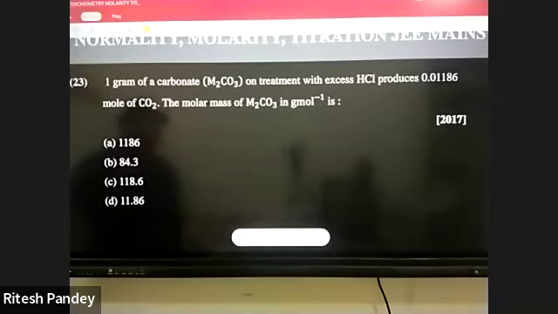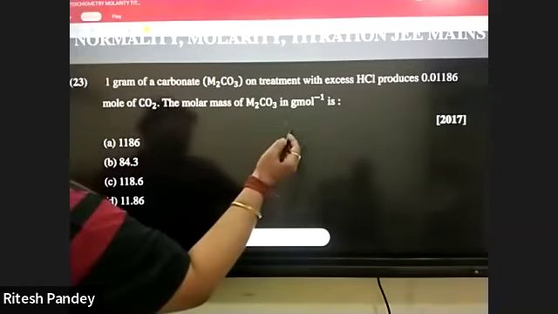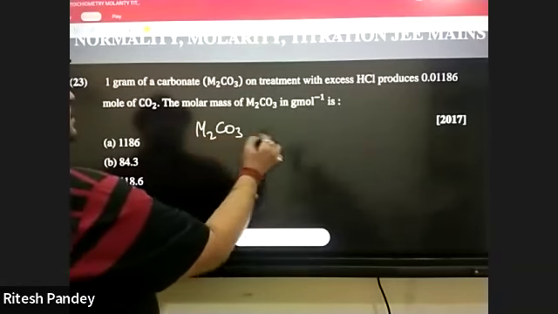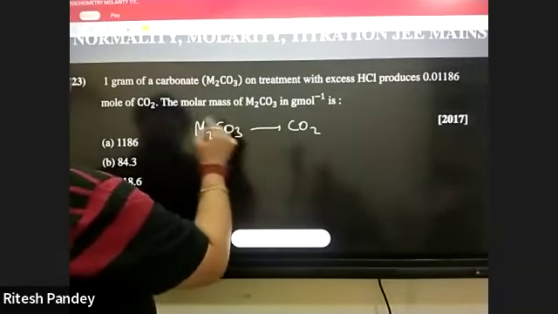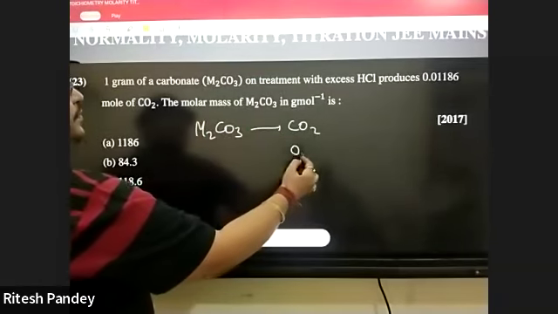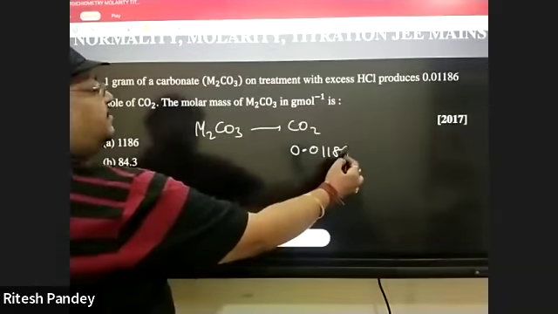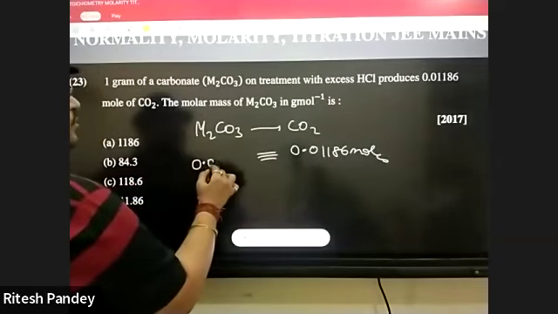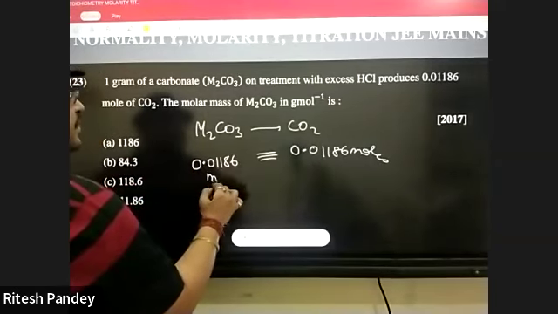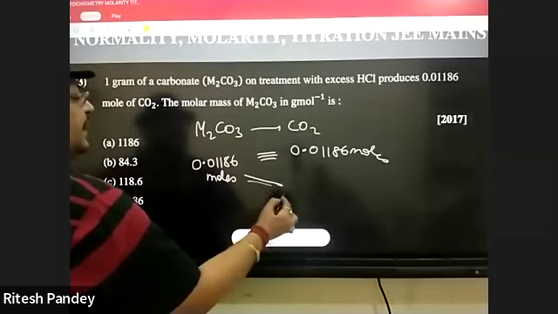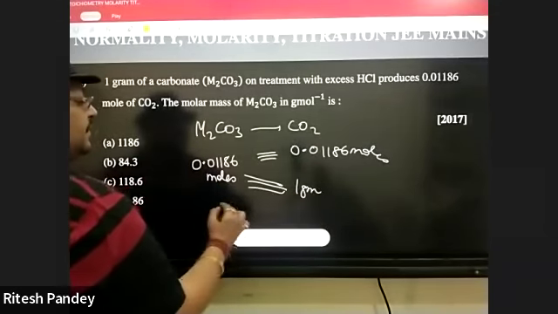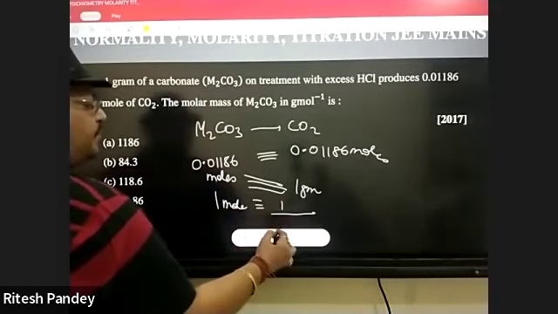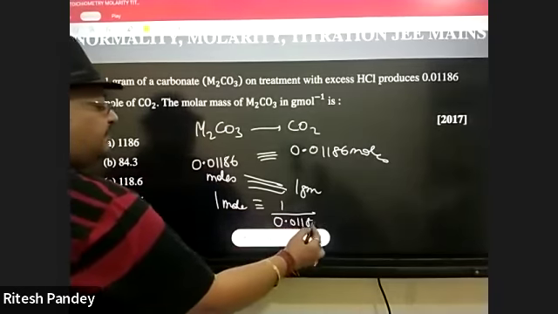Molar mass of metal M2CO3 is producing 0.0186 molar carbon dioxide. One gram, you know, this is a problem one only, so the ratio is 1:1. So 1 gram is giving you 0.01186 moles, which will naturally come from 0.01186 moles of metal carbonate. Naturally one mole is equal to 1 upon 0.01186.